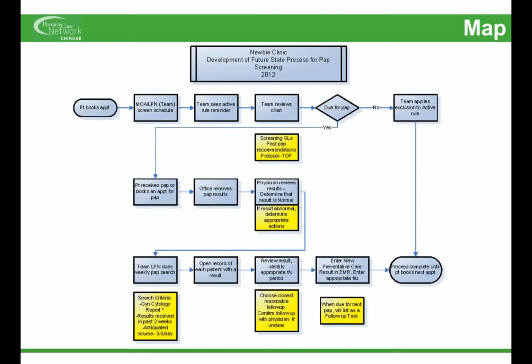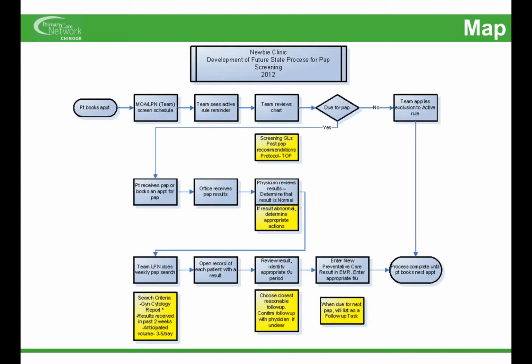At which point they would determine whether a patient was due for the PAP or not. If they were due for a PAP, then they would go on to offer that intervention. If they weren't, they would offer an exclusion, so they would be reviewed through the EMR at an appropriate time. Once the PAP was completed, the office would receive a result, and the physician would review that.